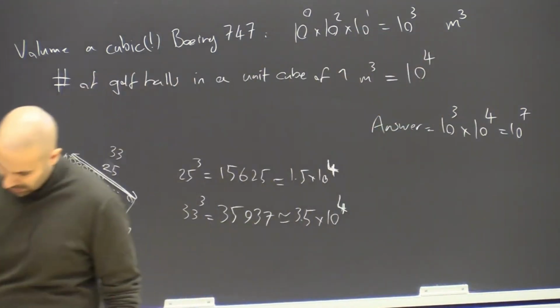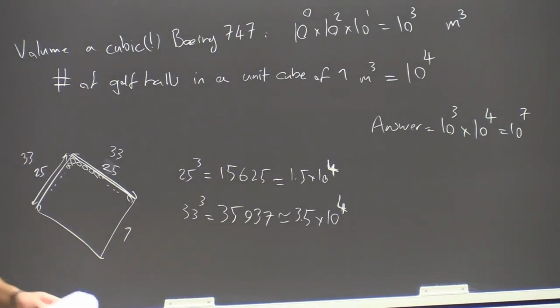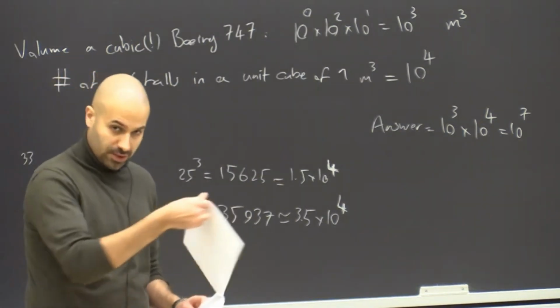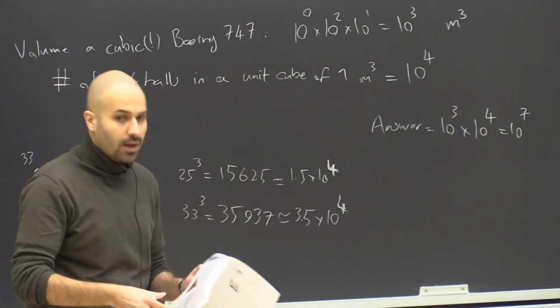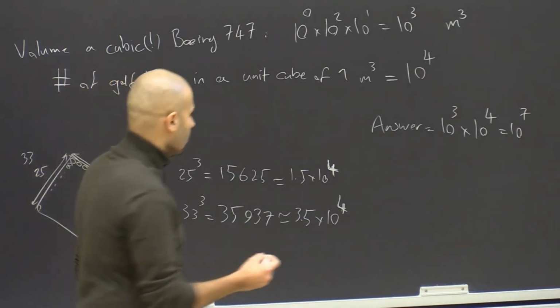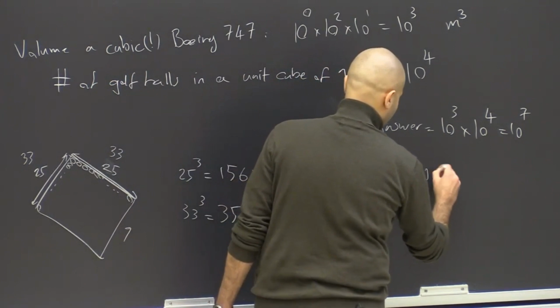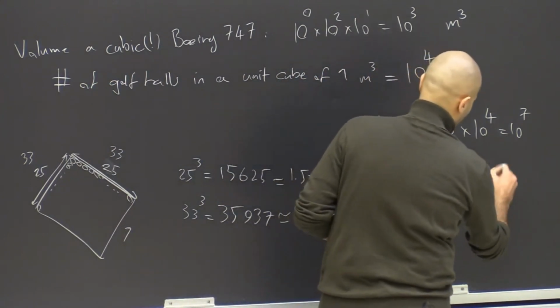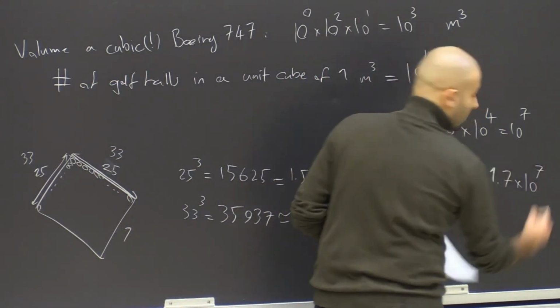And then some people have actually calculated the volume of inside the Boeing 747 and exactly the volume of a golf ball and the packing number and everything. And the true answer, based on exact volume, let's call it ground truth, is 1.7 times 10 to the power of 7.